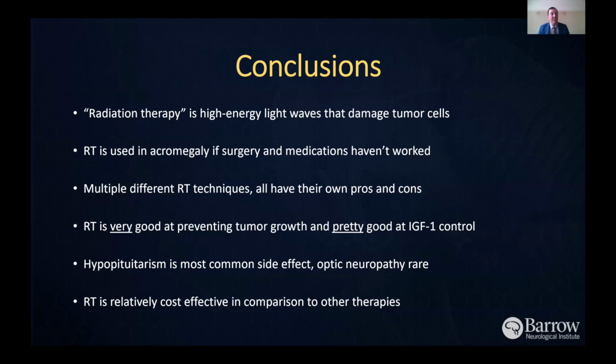So in conclusion, radiation therapy is, in general, high energy light waves that damage tumor cells. Radiation therapy is used in acromegaly, often if surgery and medications haven't worked, but it's not always a one-size-fits-all approach. Multiple different radiation techniques are available, and all have their own pros and cons. Radiation therapy is very good at preventing tumor growth and pretty good, so-so, at IGF-1 control. Hypopituitarism is the most common side effect we see after radiation, even with newer techniques. It's still quite common. Optic neuropathy is fortunately quite rare after radiation therapy, but it is still an issue and something we screen for afterwards. And then radiation therapy in general is a relatively cost-effective option in comparison to some of the other therapies available for acromegaly.